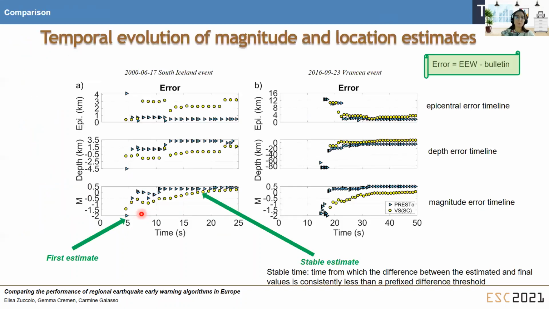In fact, the output of the algorithms are magnitude and location estimates that evolve in time. Therefore, they can be compared at each temporal instant to the real values provided by bulletins. In this plot, we can see the temporal evolution of the epicentral error, depth error, and magnitude error for two earthquakes. These timeline plots enable us to assess the timeliness of early warning. In other words, how quickly each algorithm can produce the first joint location magnitude estimate and the time necessary to achieve a stable source estimate.